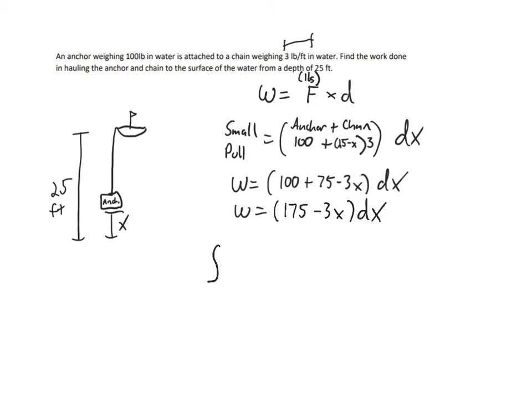We want to do an infinite number of these small pulls over 25 feet. So we're going to do the definite integral from 0 to 25 of 175 minus 3x dx. And if you compute that value, you'll get 3,437.5. And the units here, since we're talking about feet and pounds, are foot-pounds.